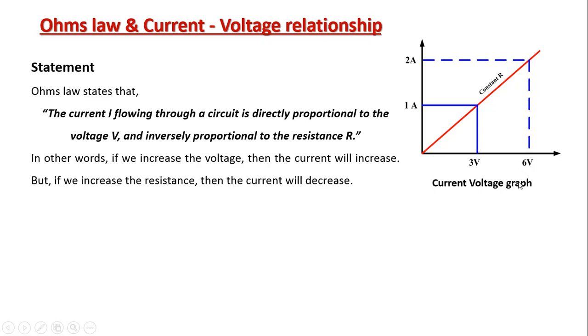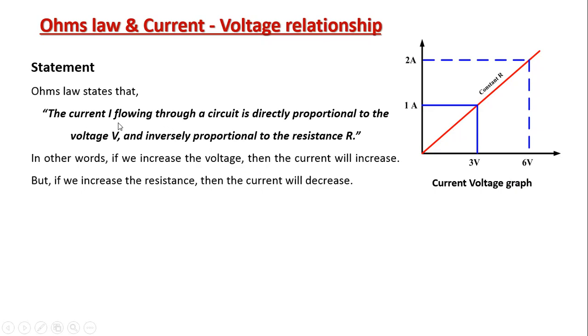So, when you plot those values, you will always get a straight line. This is showing the linear relationship between the current and voltage. That is why they are directly proportional, because your graph is increasing from left to right.